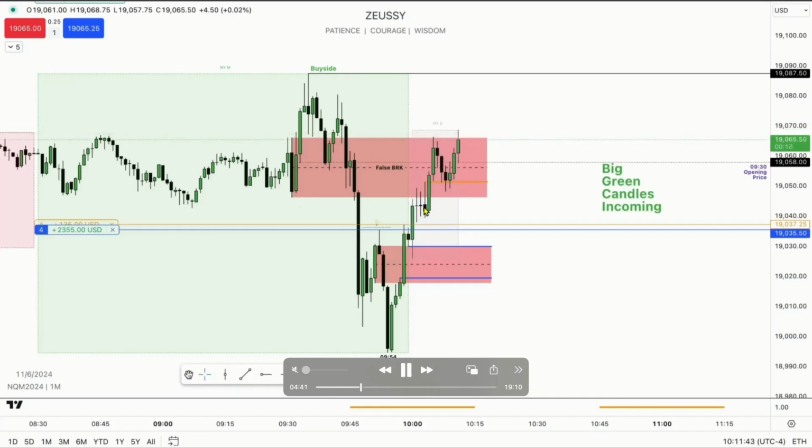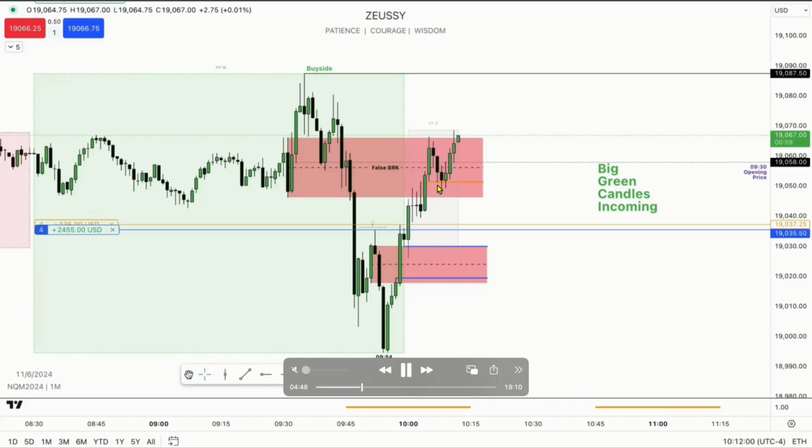Next to that, we see this down close candle. This down close candle should also function as support on price now, moving forward. Notice that we have a very small imbalance that formed here as well, which is of significance.